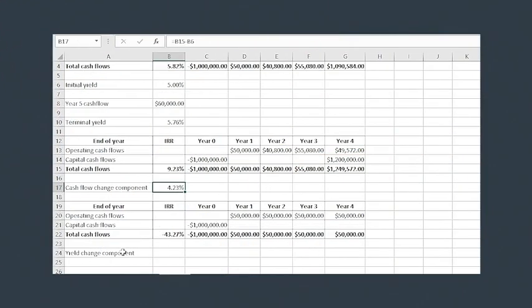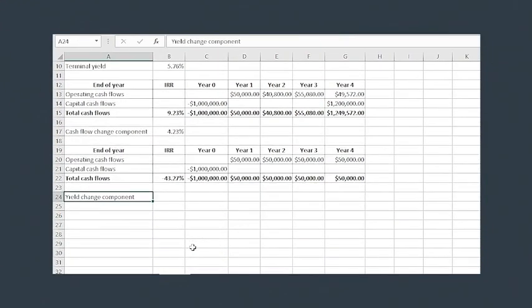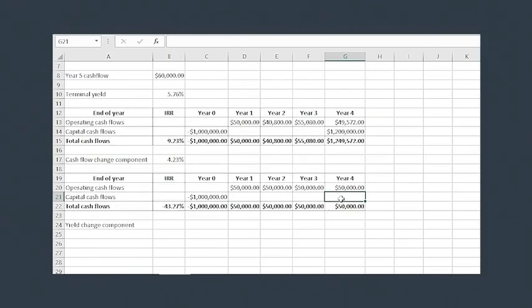The last component you have to identify is the yield change. Again, we want to measure the pure effect of just the yield change without any cash flow change. To do this, you first calculate what the IRR would have been if the operating cash flows remained constant, but the cash flow at the end of the period reflected the actual terminal yield of 5.76%. Thus, instead of the $1,041,012 capital cash flow or reversion in year 4, it would be $867,510, which is the $50,000 constant cash flow at the initial rate divided by the actual terminal yield of 5.76%. This gives you an IRR of 1.77%.